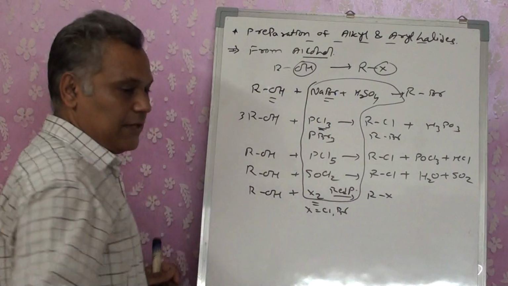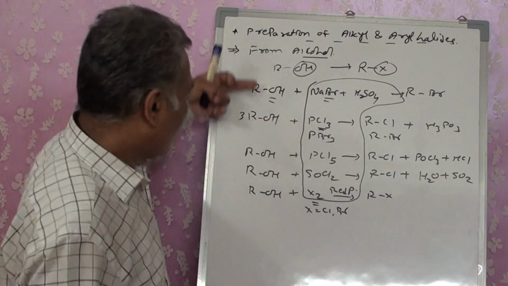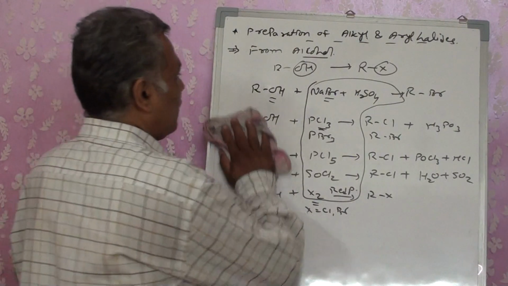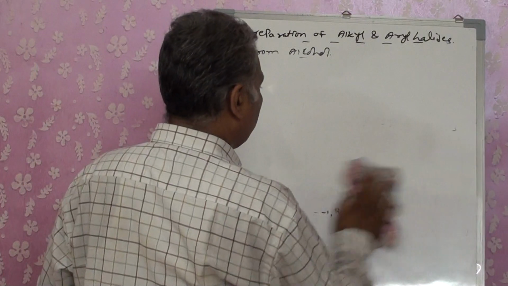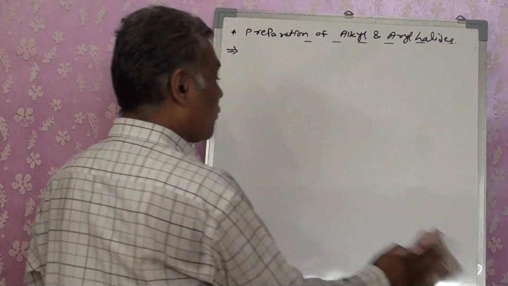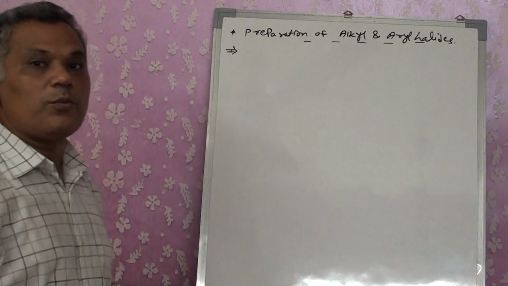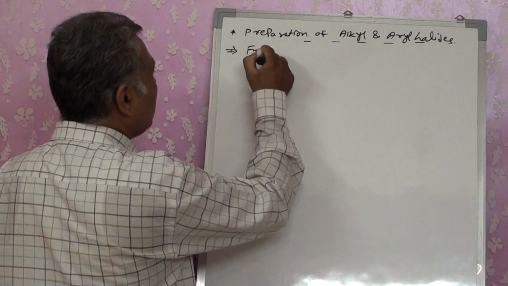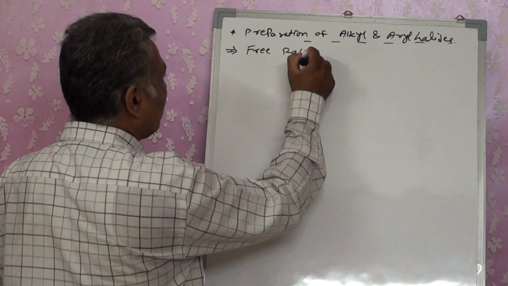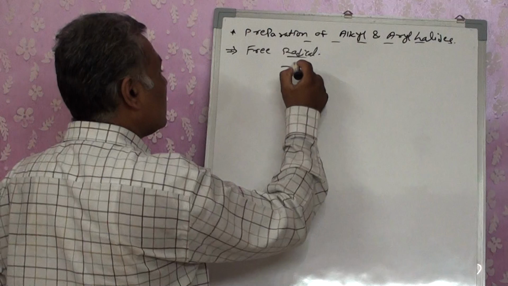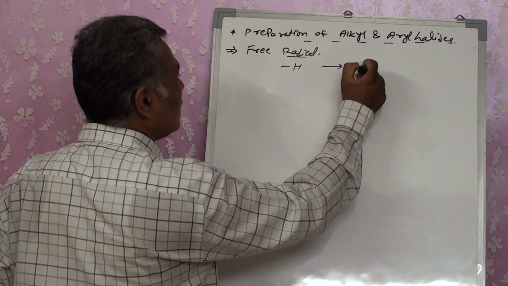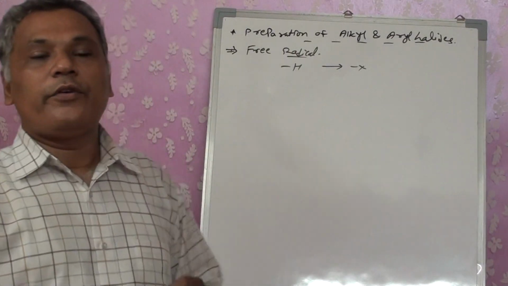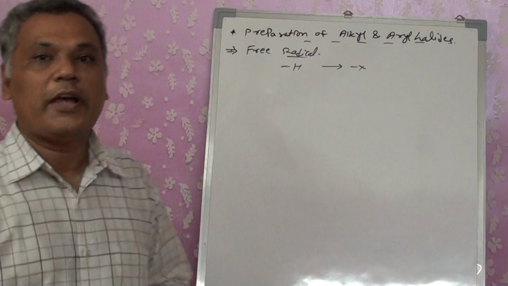Okay. In the next chapter you have alcohol, phenol, ether. All these reactions are going to come in the chemical properties of alcohol. Okay. Next one, by free radical. Now that was from the alcohol, so your initial component was OH. Now the second one we are taking is free radical. Free radical means I am going to replace H with X. Particularly I want to replace H with X.